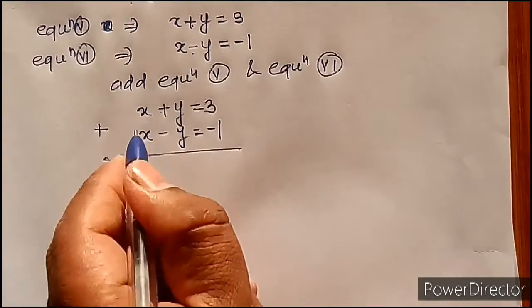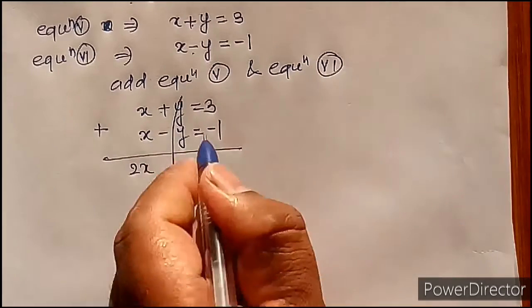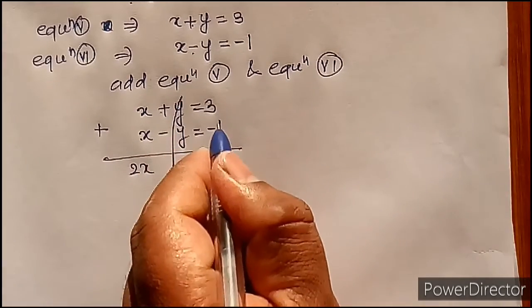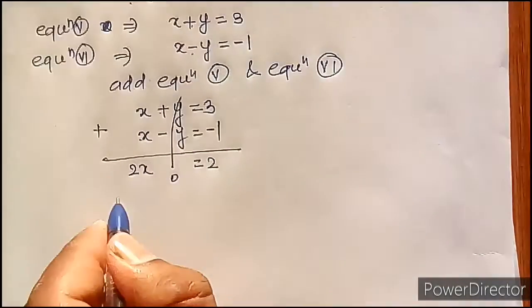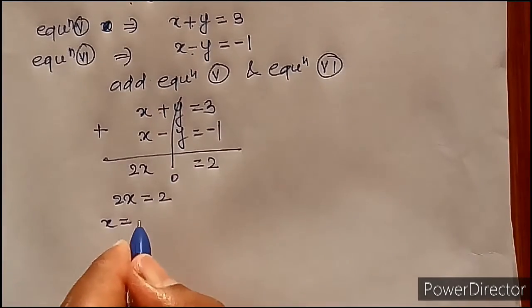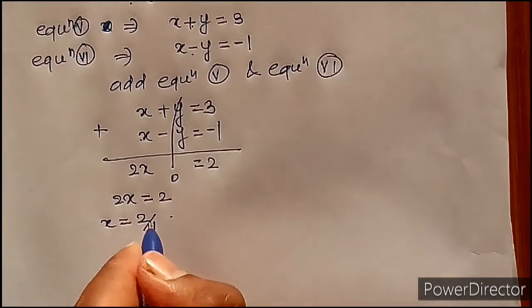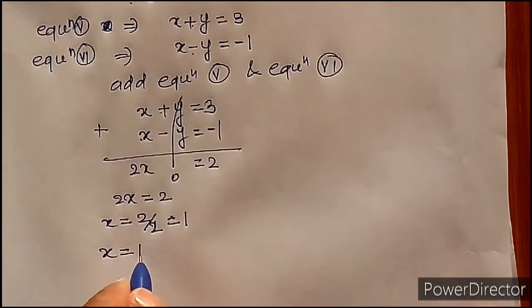We get x plus y equals 3 and x minus y equals minus 1. Adding, x plus x will be twice x, y minus y will be cancelled and become 0. Now 3 minus 1 is 2. We get 2x equals 2. Therefore x equals 2 by 2, which equals 1. We get the value of x equals 1.